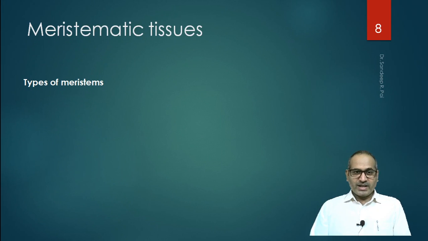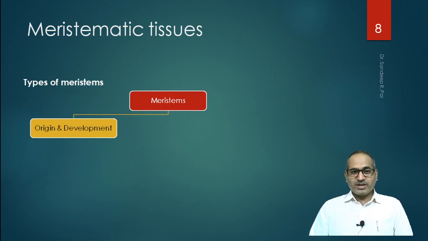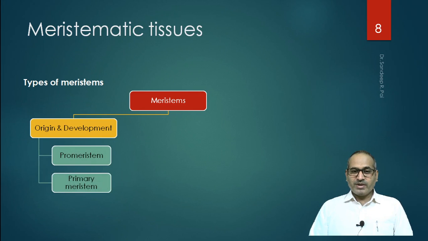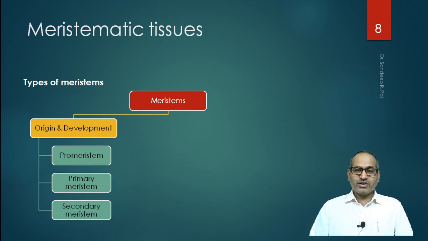To deal in detail, let us find out what the types of meristems are. Meristems based on origin and development can be differentiated as promeristem, primary meristem and secondary meristem. Promeristem is in the initial stage of production of meristematic cells. Primary meristem originates from promeristem. Secondary meristem originates again from primary meristem.